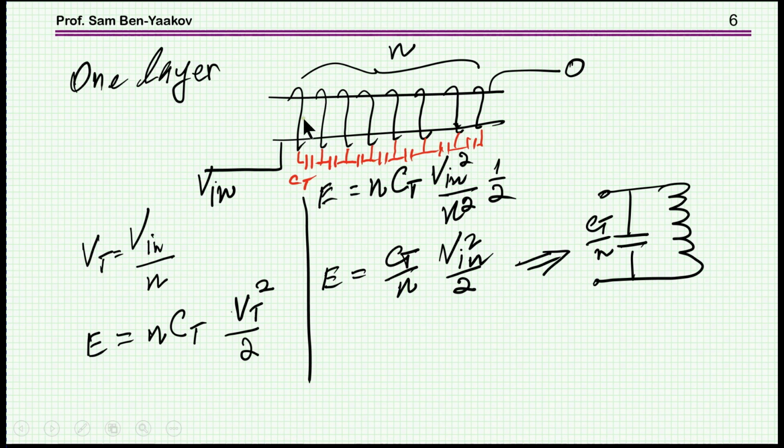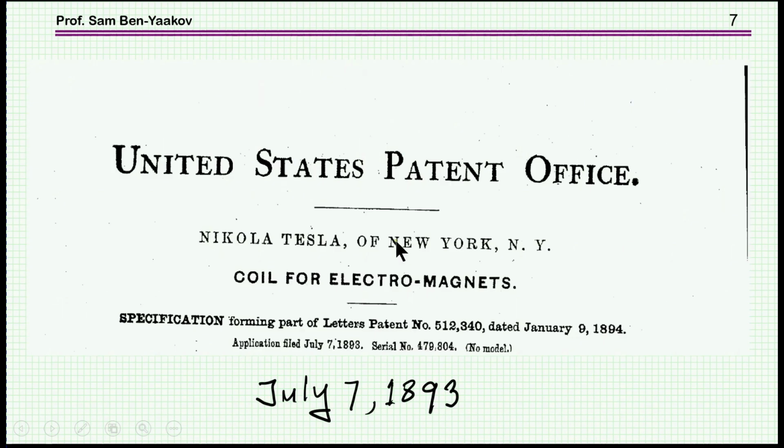Now, if we are going to have another layer here, then of course there'll be a much larger capacitance. I'll talk about it later on. So now we come to the patent of Tesla. This was filed on July 7, 1893, and this patent is entitled Coil for Electromagnets.